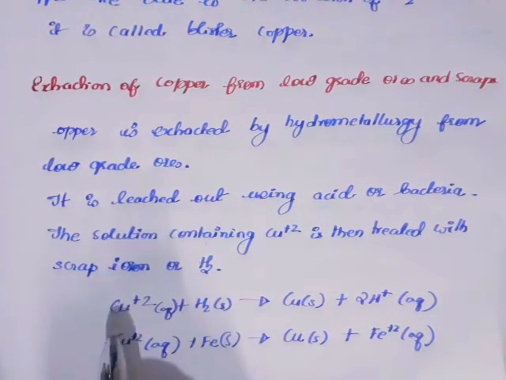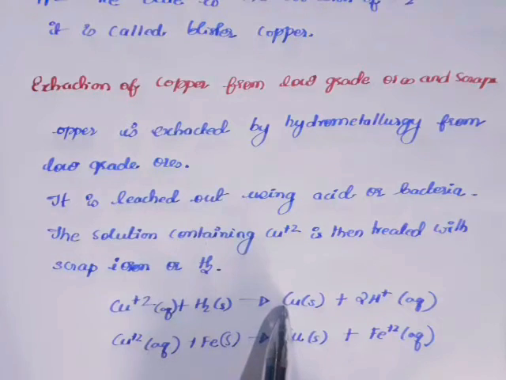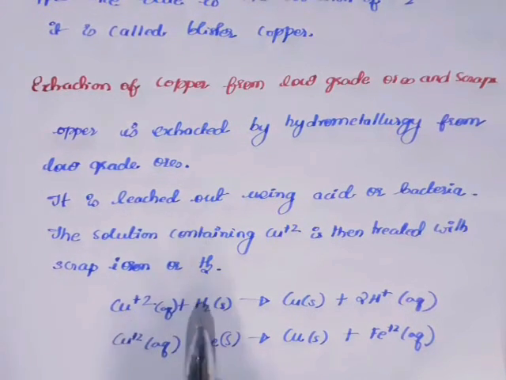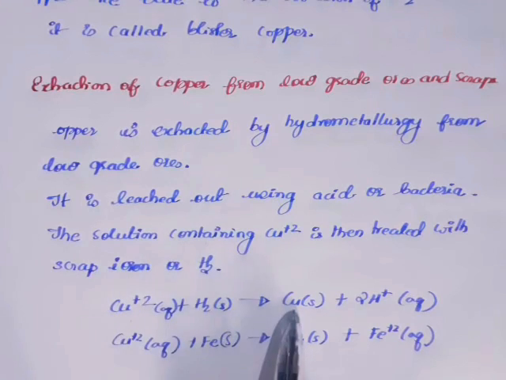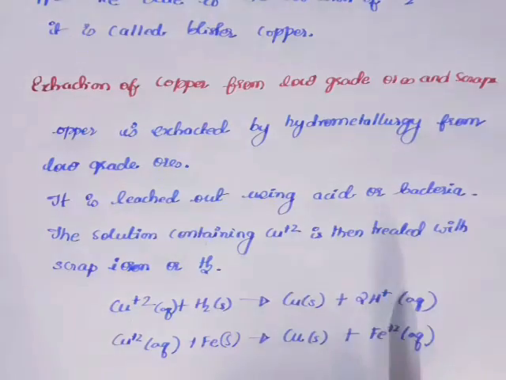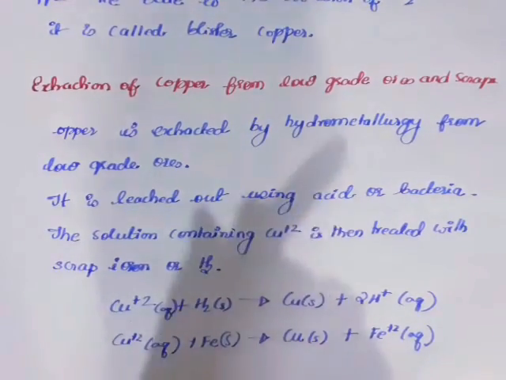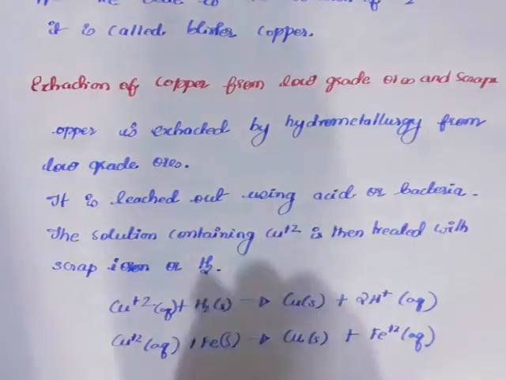Here your copper ion will be reduced to solid copper. When copper ion from the leached solution reacts with hydrogen, this hydrogen will reduce copper ion to copper. And we can again use iron, which also reduces copper ion to copper. So this is how one can extract copper from low grade ore, when the percentage of copper is very low, and from scrap copper.